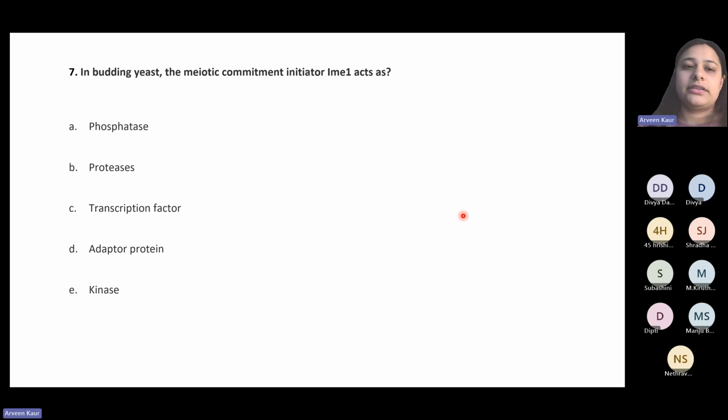You remember when budding yeast was being discussed, it was also spoken about that under some different kinds of nutrient conditions, they will start meiosis. There will be some factors involved for that, and one of them will be IME1. That is the part you have to recall. Now, IME1 in that case acts as which one of these? Is it a phosphatase, a protease, a transcription factor, or an adapter protein?